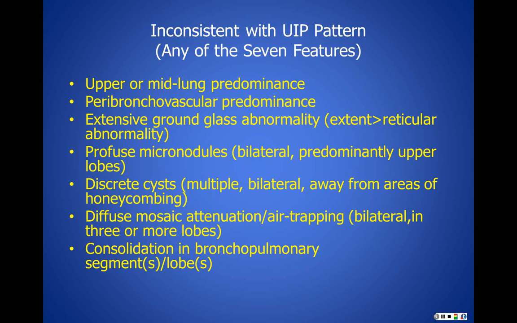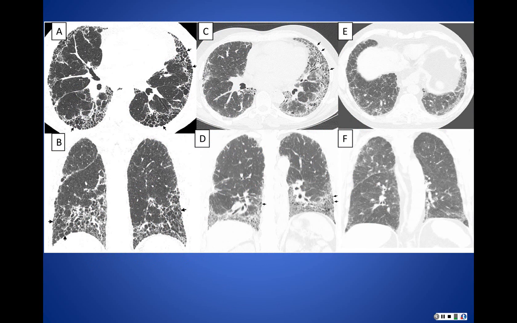If you have cysts, it's not okay, or mosaic attenuation or air trapping, or consolidation. Please remember, if it's consolidation, you think more in terms of organizing pneumonia. Okay? So, some more pictures here. This is the classic UIP pattern. Lower lobe predominant, honeycombing. You have traction bronchiectasis. And this is also idiopathic pulmonary fibrosis due to UIP pattern.